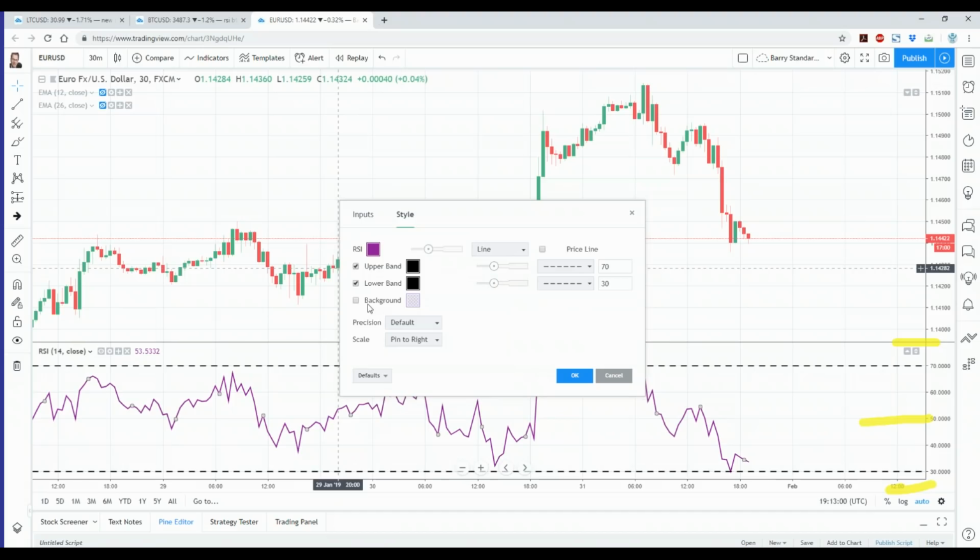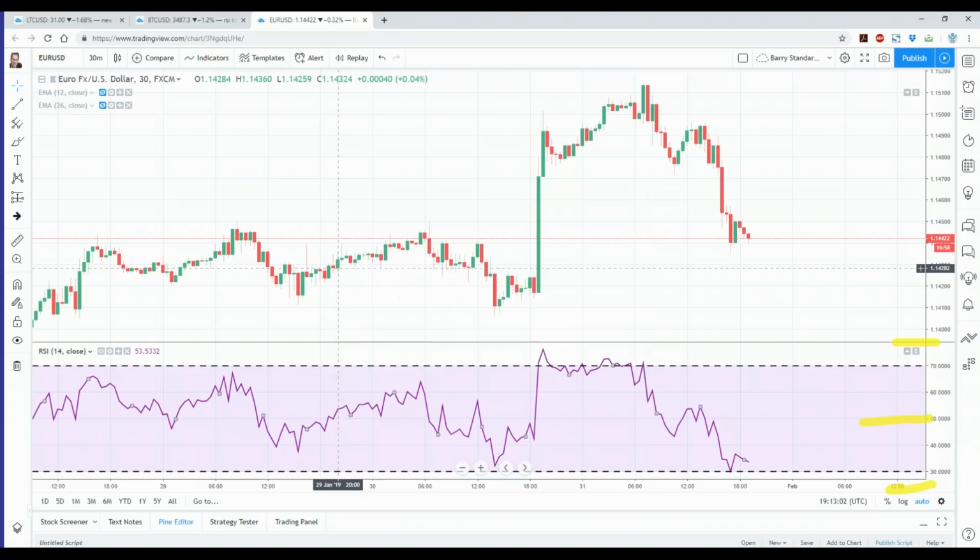And we're going to color in the background with purple. So this is not part of calculations. This is just making it graphically easier to see. So we have our 70 line and our 30 line on the chart. Below this 30, technically the market is oversold. And above the 70, the market is considered overbought.